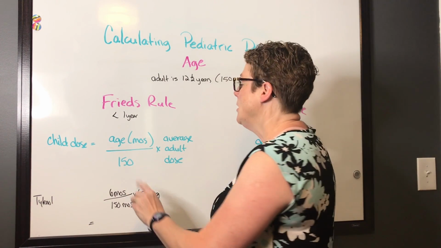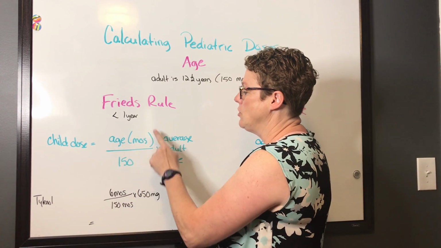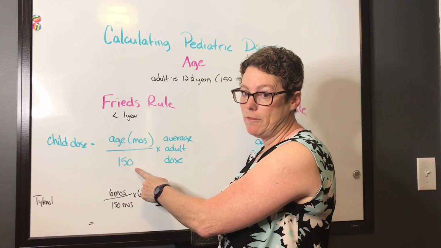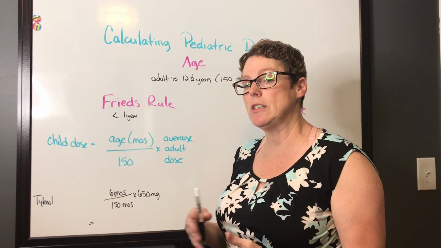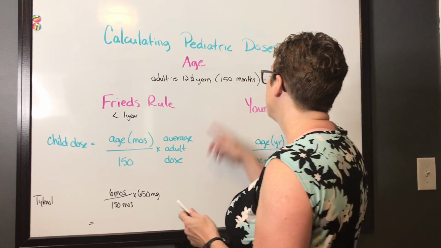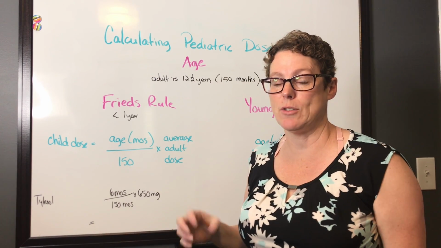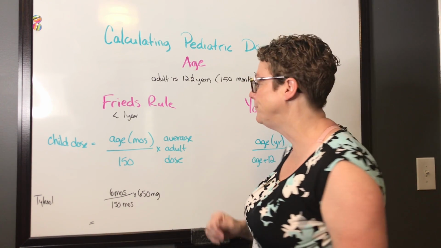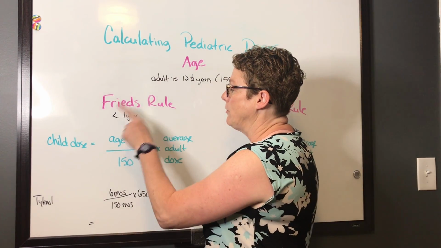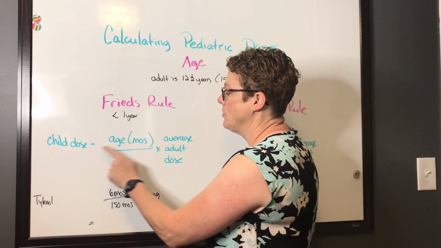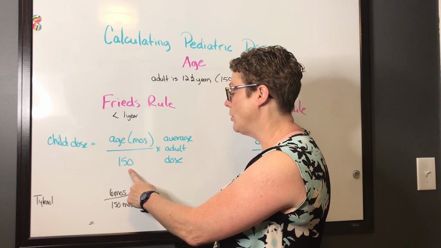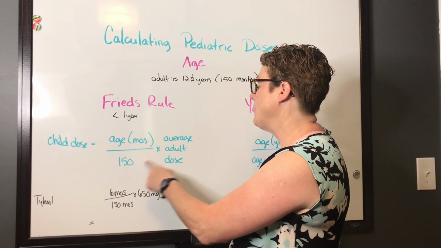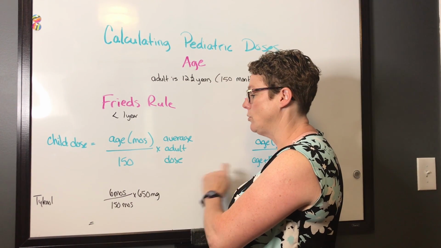Fry's rule applies to months. So a child dose is equal to the age in months, divided by 150, and we get this number because we assume that the adult dose is based on someone who's 12 and a half years, which is equal to 150 months. So that's an assumption we need to know off the top. So again, for Fry's rule, less than a year, a child dose is age in months, divided by 150, that's our number of months for an adult dose, and then we multiply that by the average adult dose.